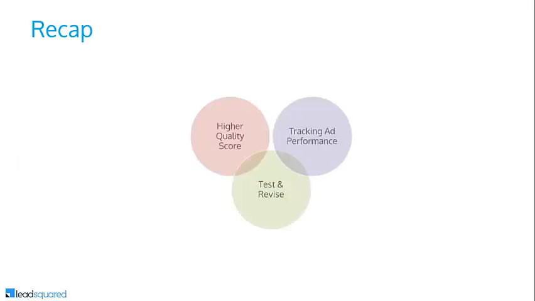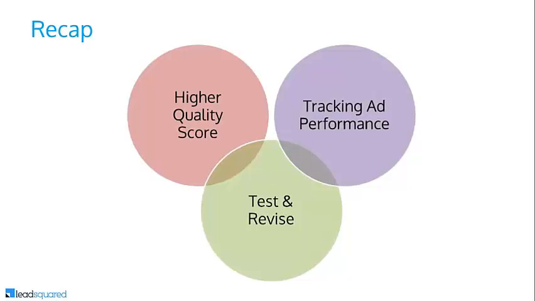Right? So, again, we come to the recap. We revise what we learned in the second section. That is, we learned about why we need to maintain a higher quality score and how it influences our ad performance, why we need to track and how we track the ads and the landing page performances, and how testing and revising your ad campaigns helps you maintain a higher position.